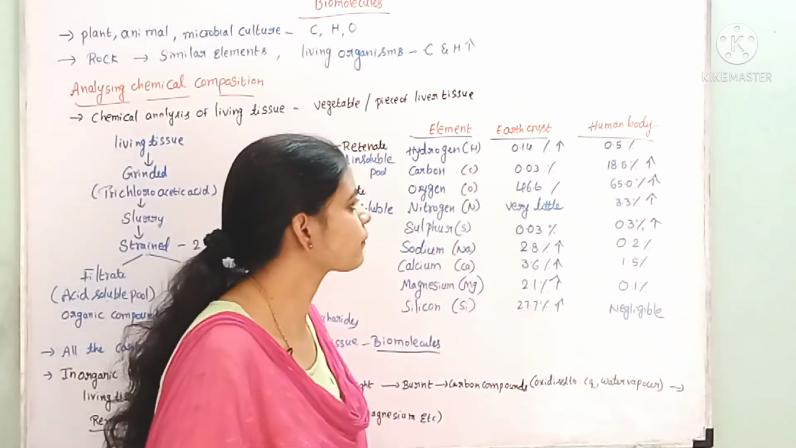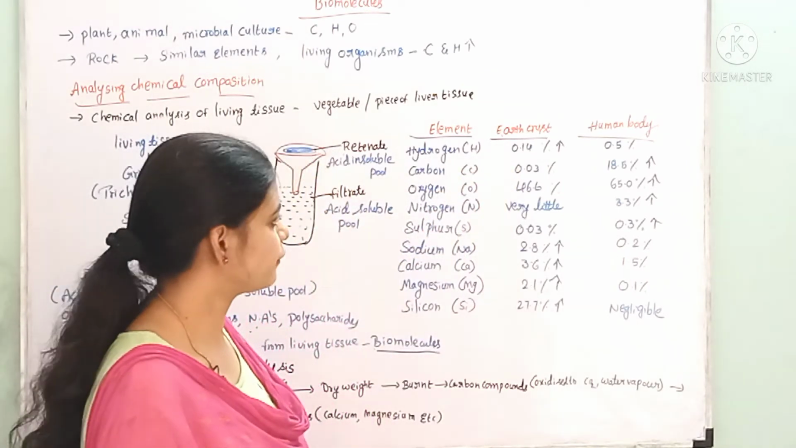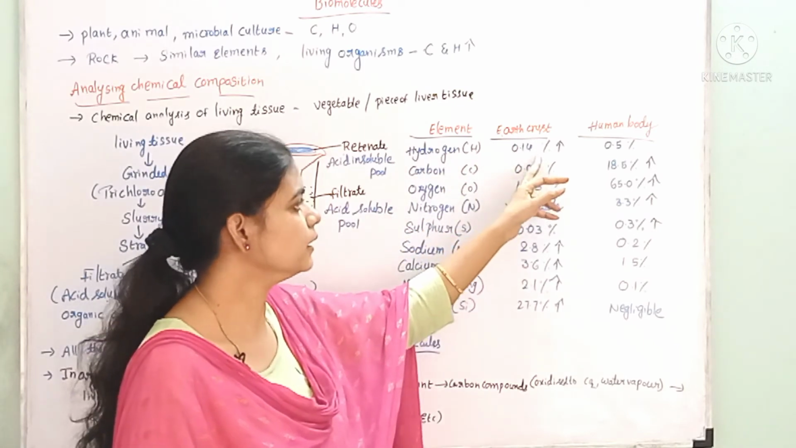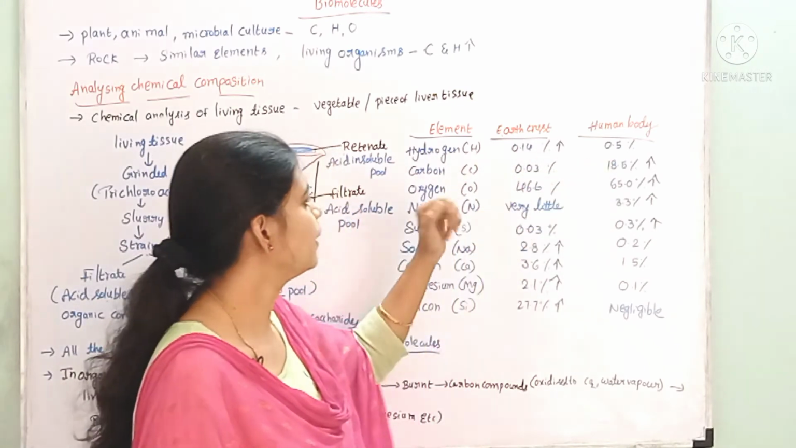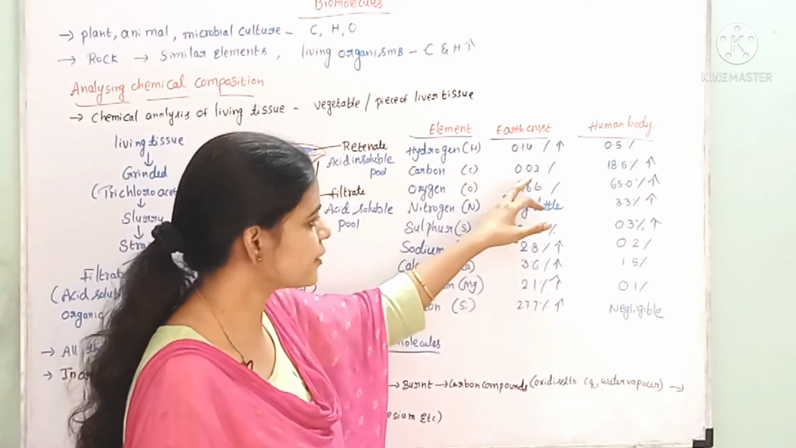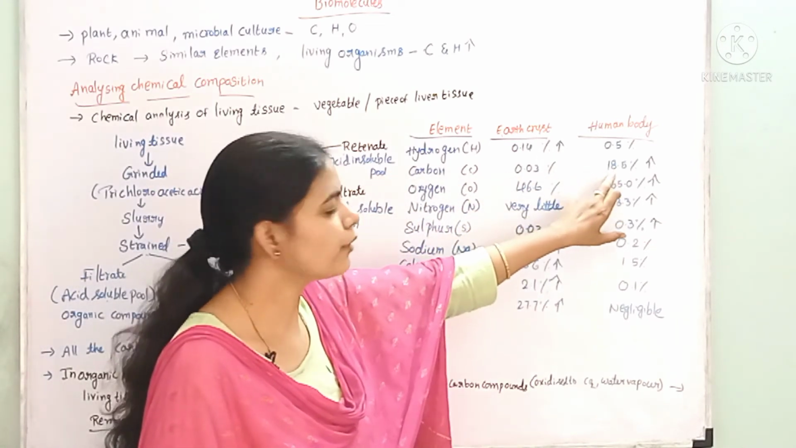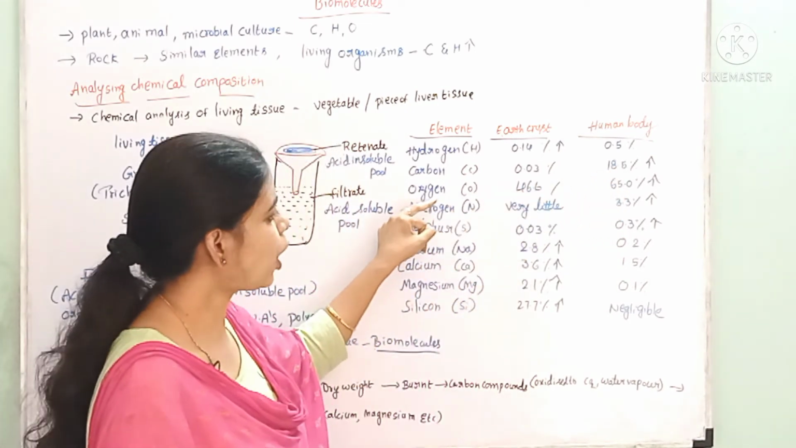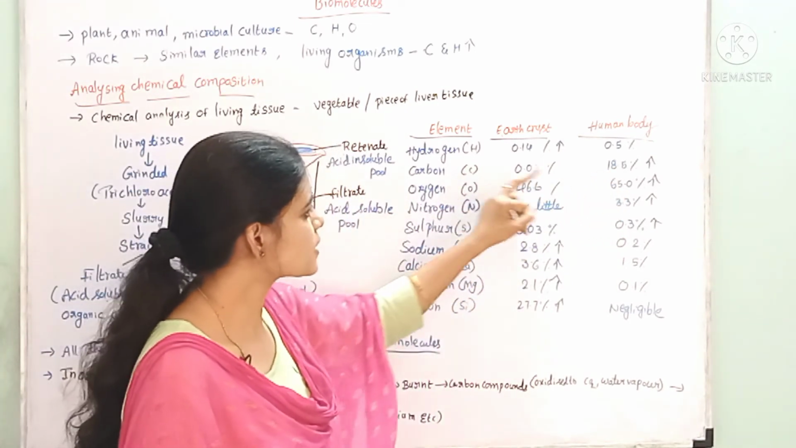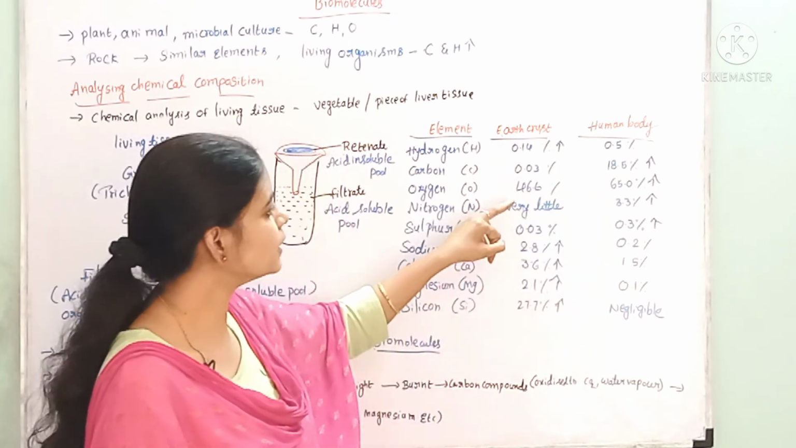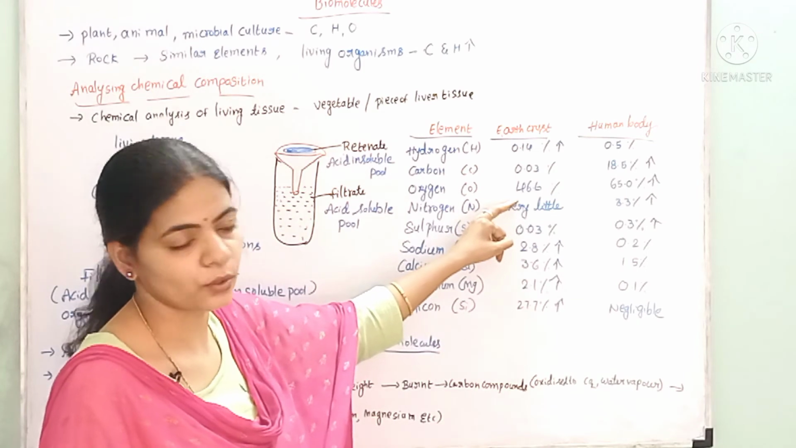If we see the percentage of these chemicals, hydrogen is much higher in the earth crust when compared to the human body, and the percentage of carbon is 0.03% in the earth crust, and more in the human body, that is 18.5%. And if we take oxygen, the percentage of oxygen is more in the human body, that is 65%, whereas in the earth crust it is only 46.6%.